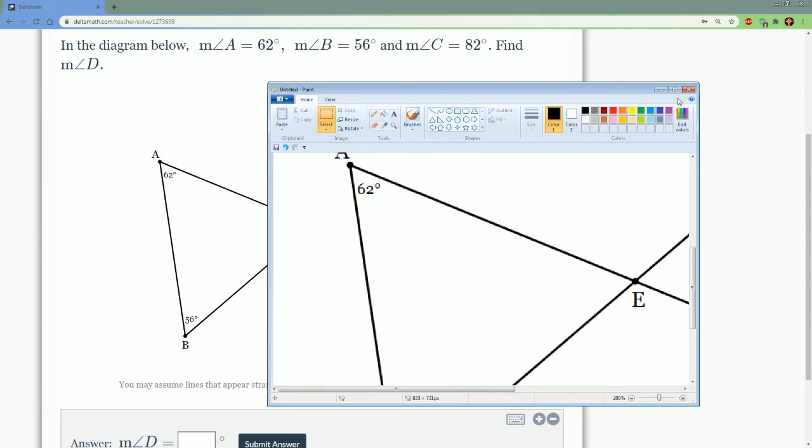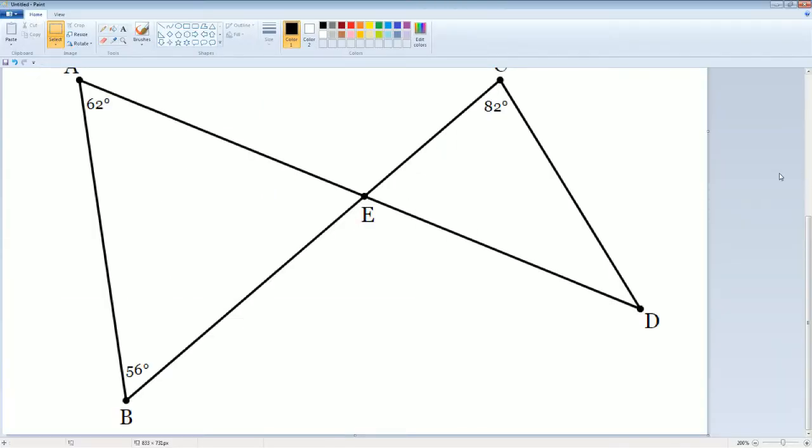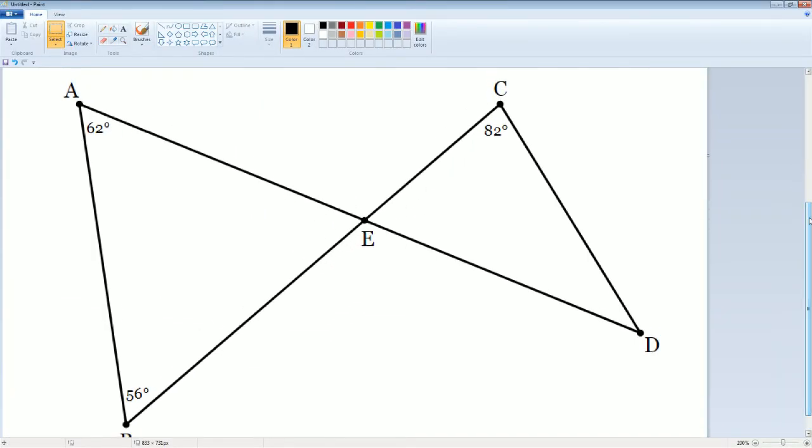So I have the image here on Paint, so we can work on it together. Please understand that our end goal here is to solve for this missing angle. Okay, we're trying to solve for this one here. So let's try to figure out what we know. We know that this is 62 and this is 56. Right, and let's just make this a variable, let's say x. So we know that 62 plus 56 plus x has to be equal to 180 degrees.